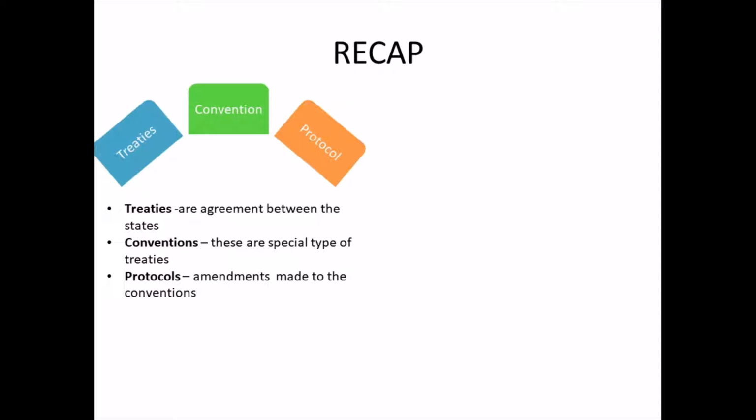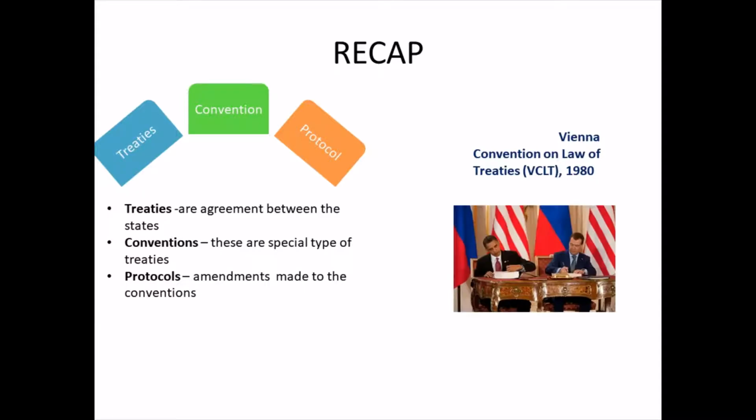Treaties play a very important role because they create an agreement between the nations that they are to be bound by, and these agreements and treaties are well defined in the Vienna Convention on Law of Treaties, normally called VCLT, which was in the year 1980. This is actually the basis that we will understand.